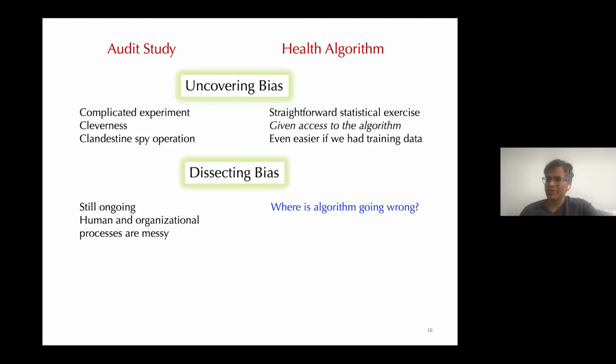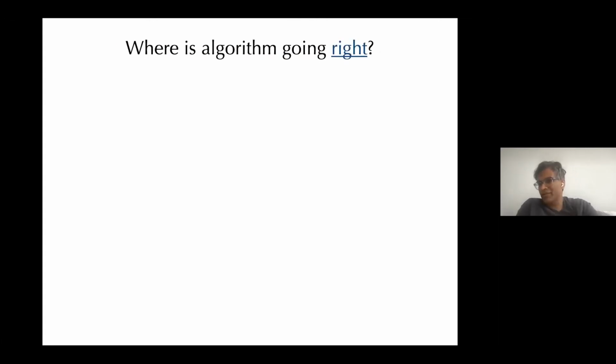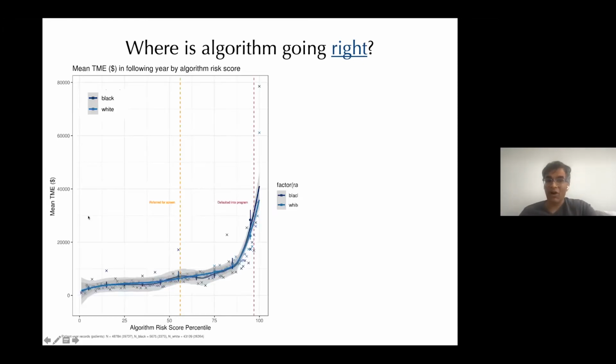So far, I've only shown you there's bias. Could we figure out what's going on? Well, to figure out where the algorithm is going wrong, I think we can actually look at where the algorithm is going right. So if I do the same exercise, x-axis, predicted score, y-axis, something, but instead of putting health, how sick the patients are, on the y-axis, I put how much they cost the system. Look, the bias completely disappears.